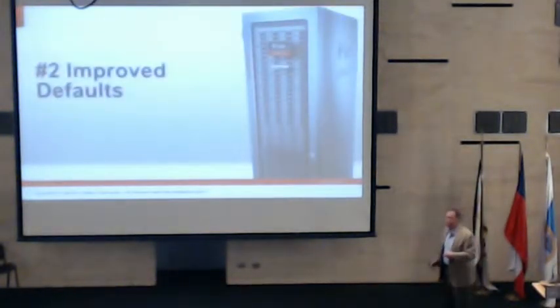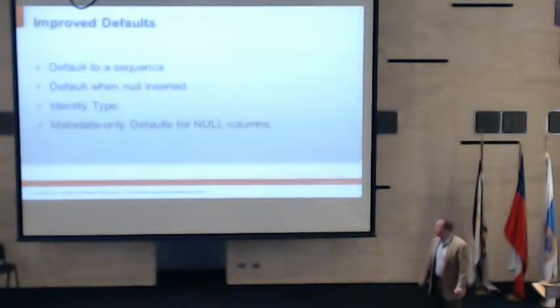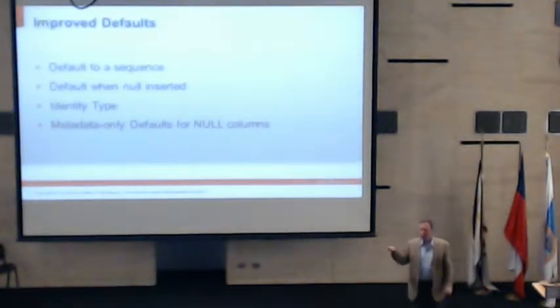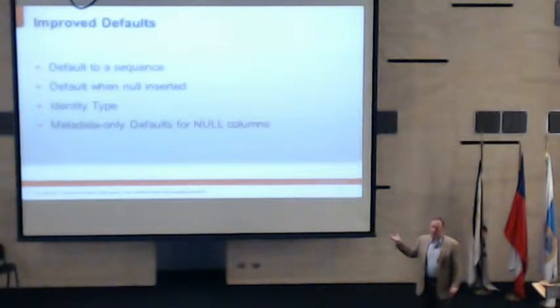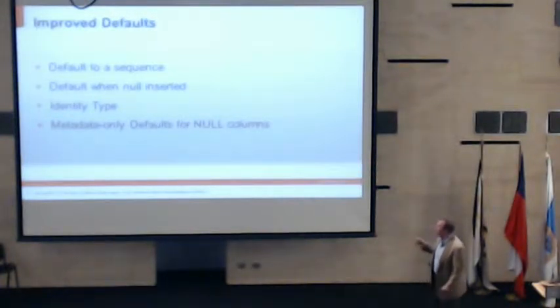Number 2 is another sort of developer feature, improved defaults. You can now default a column to a sequence number. So instead of having to write a trigger that assigns sequence.nextVal to your primary key or something like that, you can just default it. We can default when a null is inserted into a column. I'll demonstrate that so it's a little bit more understandable.